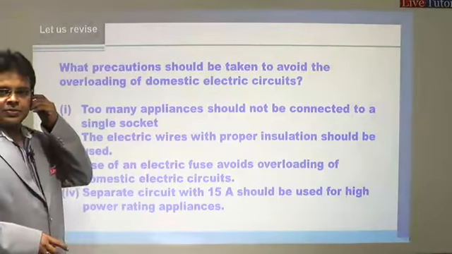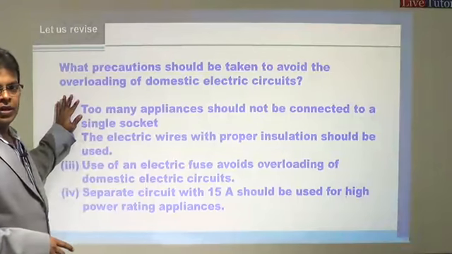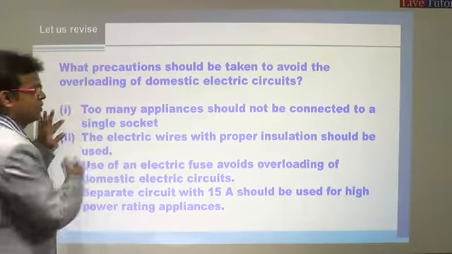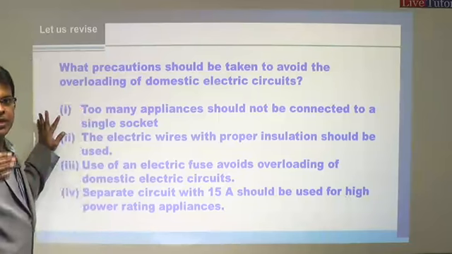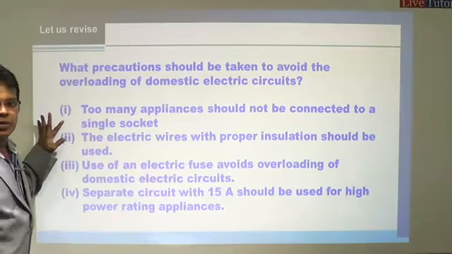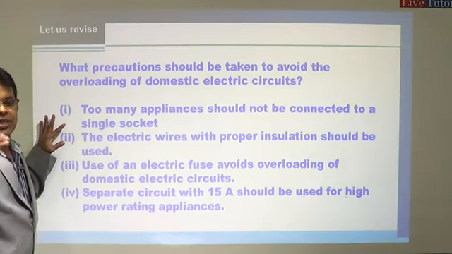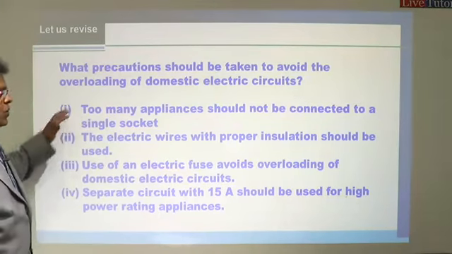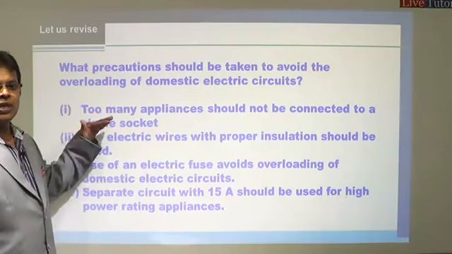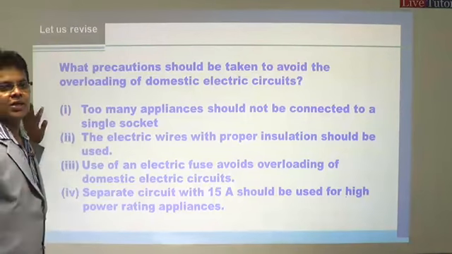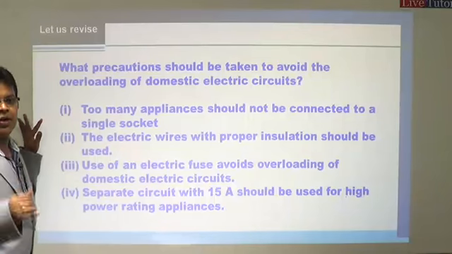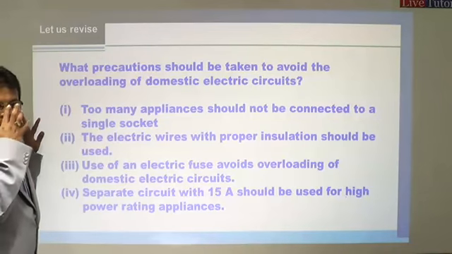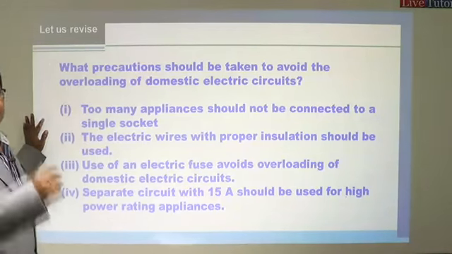The next one, already we have discussed that. What precautions should be taken to avoid overloading of a domestic electric circuit? To avoid overloading, what is the safety measure we have to take? So, the first one we know, too many appliances should not be connected to a single circuit. This is the first point you have to note down.